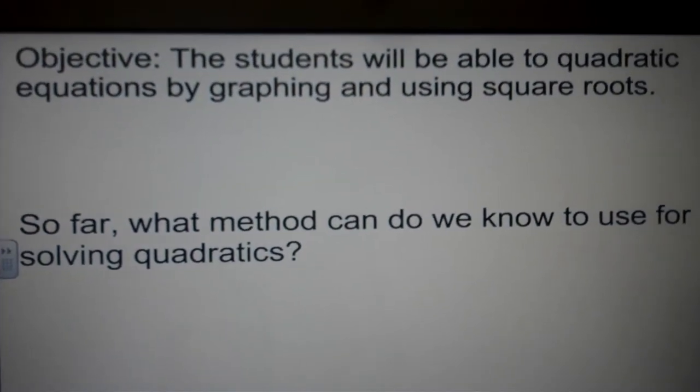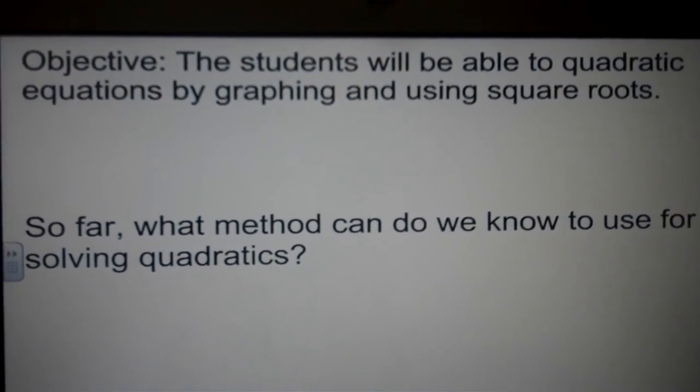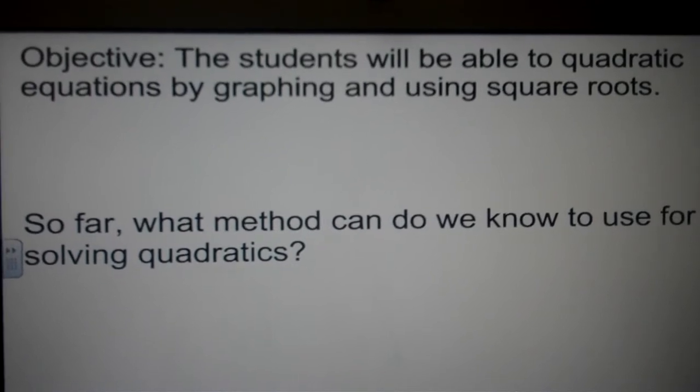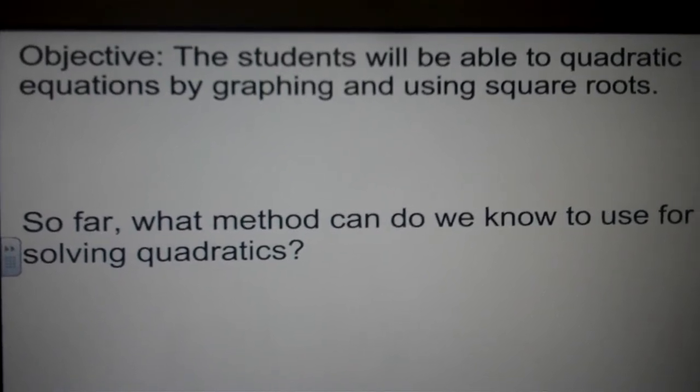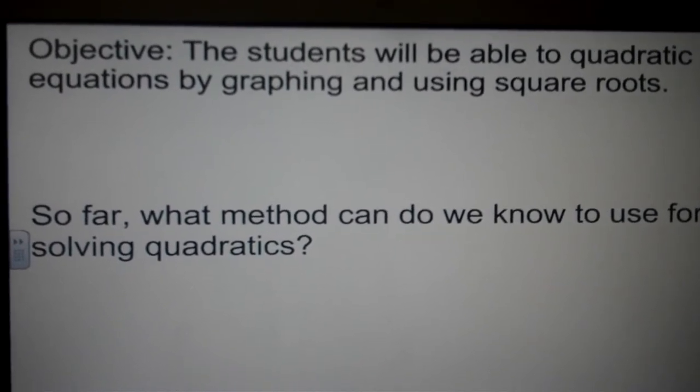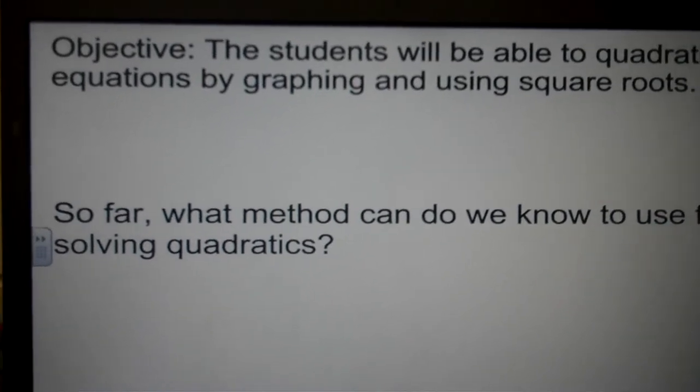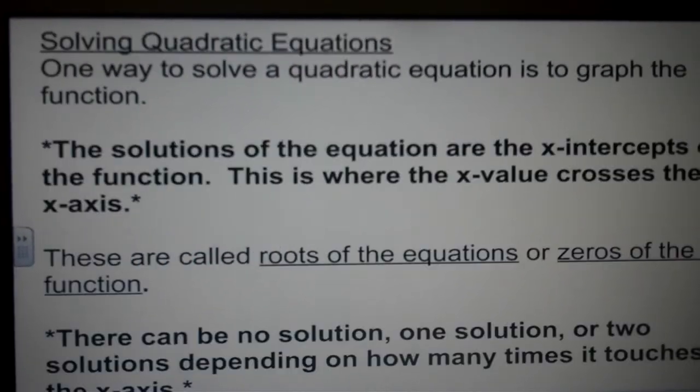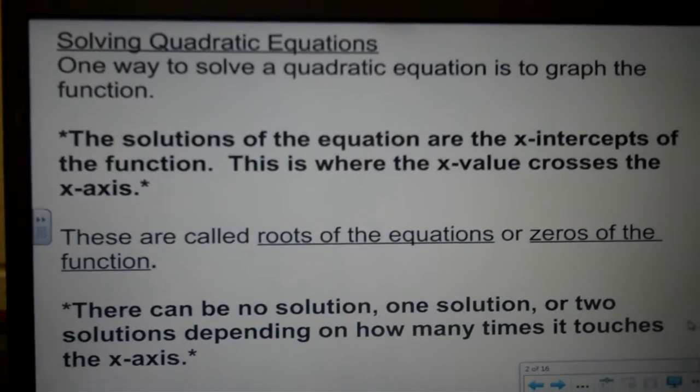So on Monday, we're going to look at graphs of quadratic equations and find out the solutions by looking at the graphs and square roots. You don't need to write this down. Alright, you need to write all of this down.